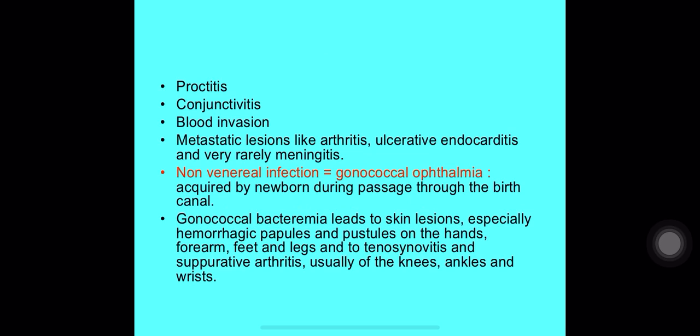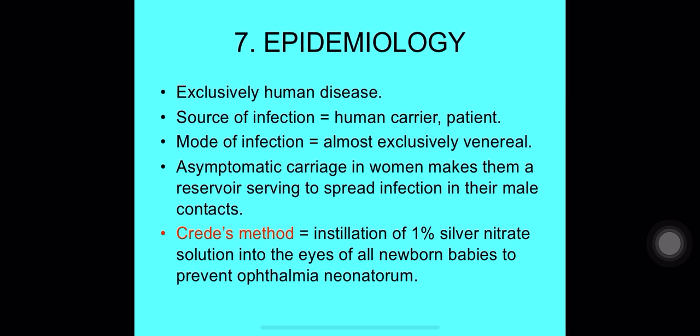Non-venereal infection caused by gonococcus is gonococcal ophthalmia, which occurs in newborns during passage through the birth canal. If the mother has gonococcus in the birth canal, the child can acquire it in the eyes, and it can lead to gonococcal ophthalmia in the child. Gonococcal bacteremia also leads to skin lesions, especially hemorrhagic papules and pustules on the hands, forearm, feet, and legs, and to tenosynovitis and suppurative arthritis, usually of the knees, ankles, and wrists.